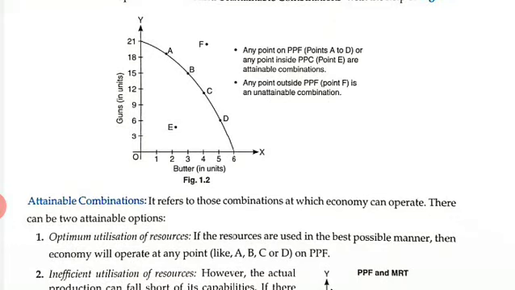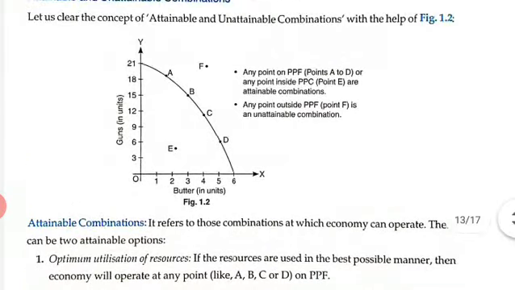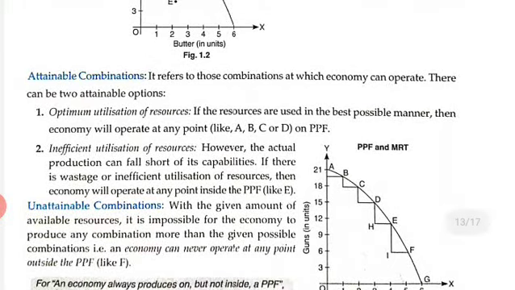So on A, B, C, D, the resources are optimally utilized, fully utilized on the PPF. And if you see the point inside the PPF, E, there is an inefficient utilization of resources. Resources are not fully utilized, but it is also attainable. But if you see the point F, then F is the unattainable combination.